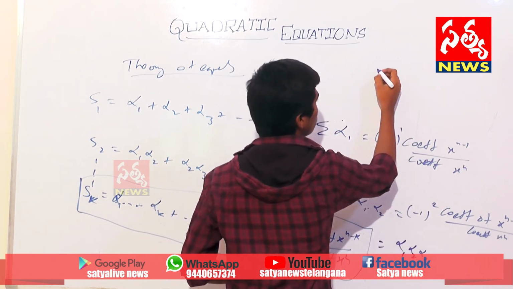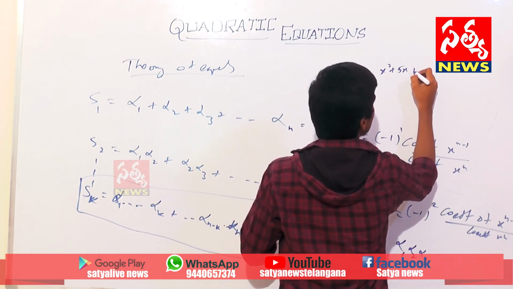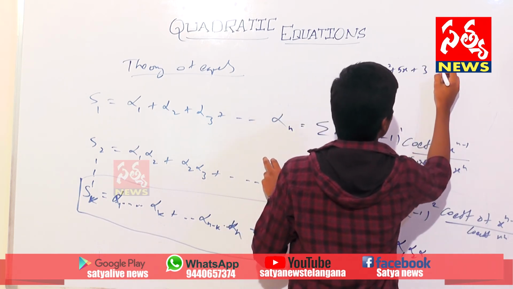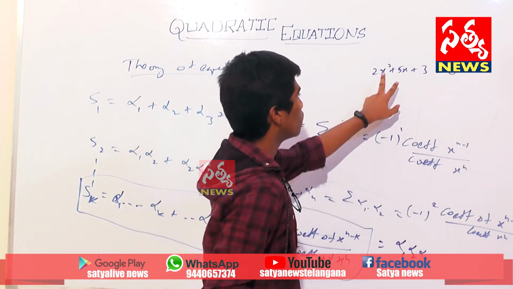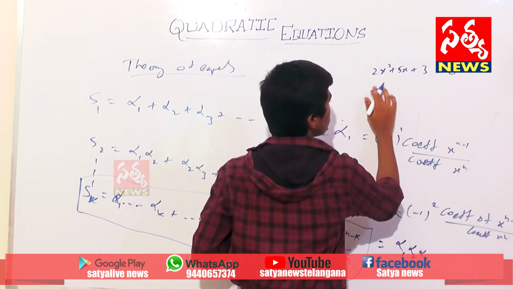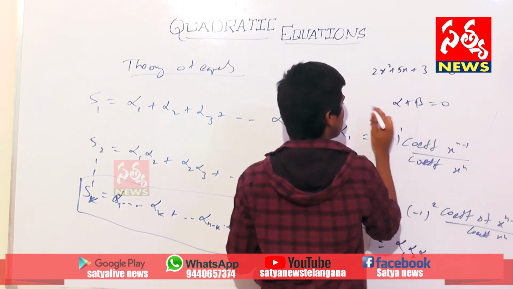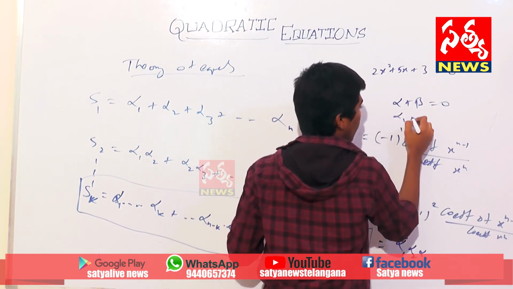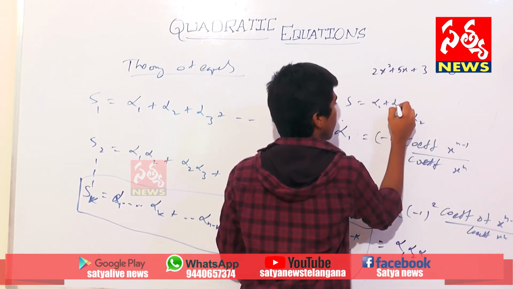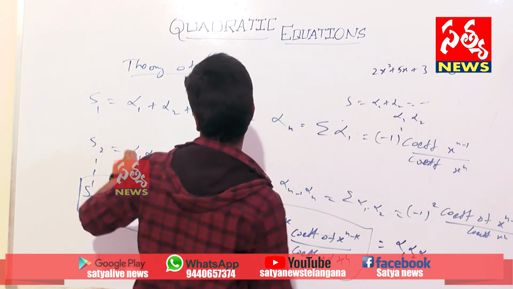I will give a small example. Here 2x square plus 5x plus 3 is equal to 0. Okay, right? This is a quadratic equation. For this we can write the roots as alpha 1 and alpha 2, giving S1 and S2. Alpha 1 plus alpha 2 is equal to what? Minus, see, alpha 1 plus alpha 2.